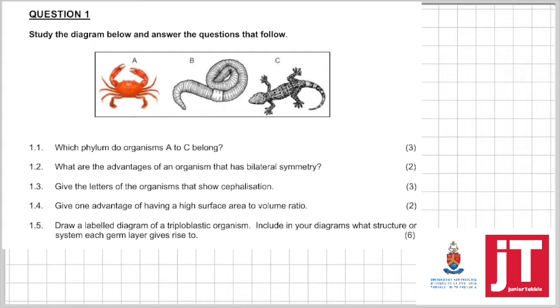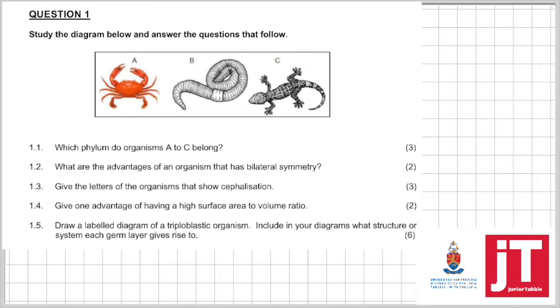Question 1. Study the diagram below and answer the questions that follow. If you look, there are 5 parts to this question, and this question is out of 16 marks. The first question asks, which phylum do organisms A, B, C belong to? Now, what you must do is write A, B, C, and then next to it the phylum names.